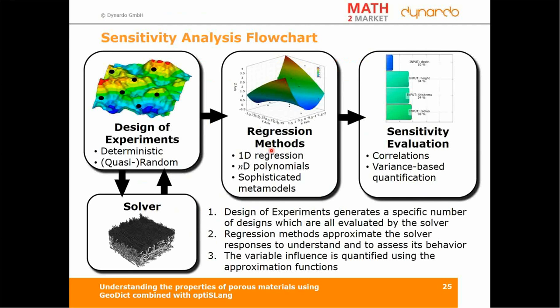So in our special case, the workflow looks like that. First of all, we create a design of experiment with 50 designs, and these 50 designs will be solved by GeoDict, and from this solving process we get responses back, and with these responses we can calculate these meta models, and these meta models help us to evaluate the sensitivity and to find the important parameters.